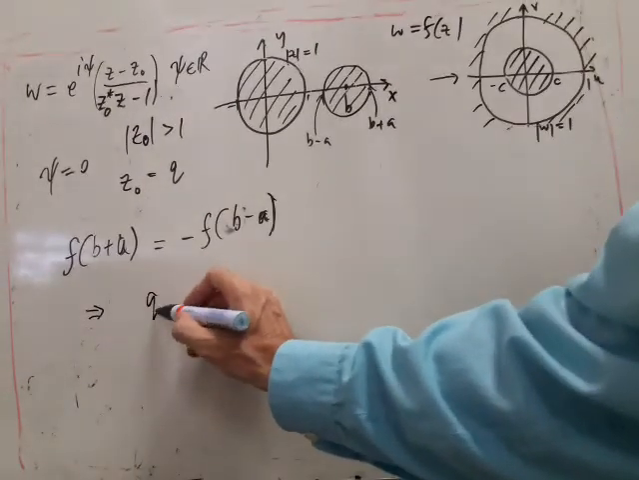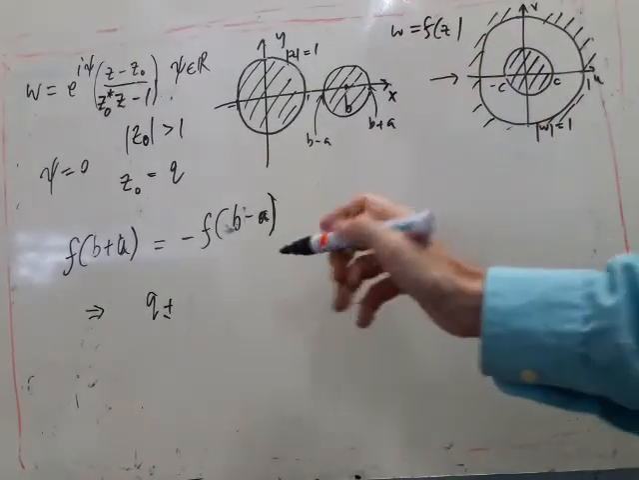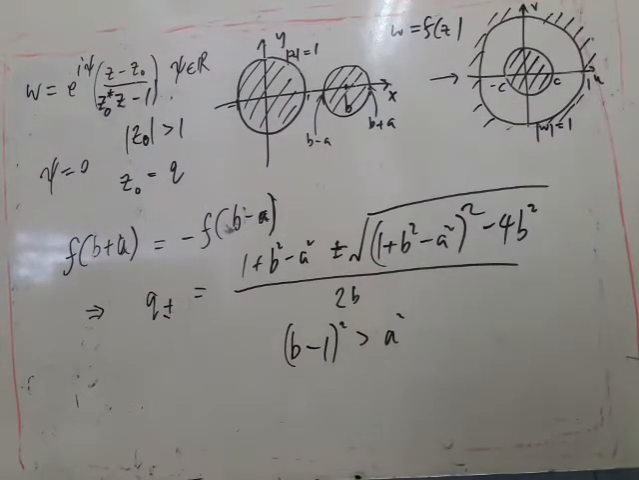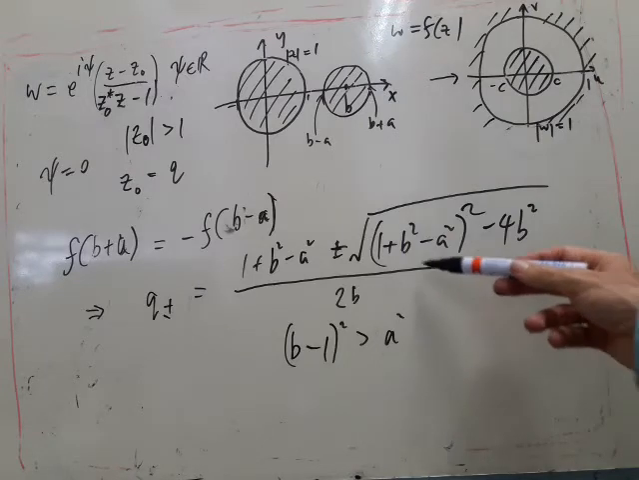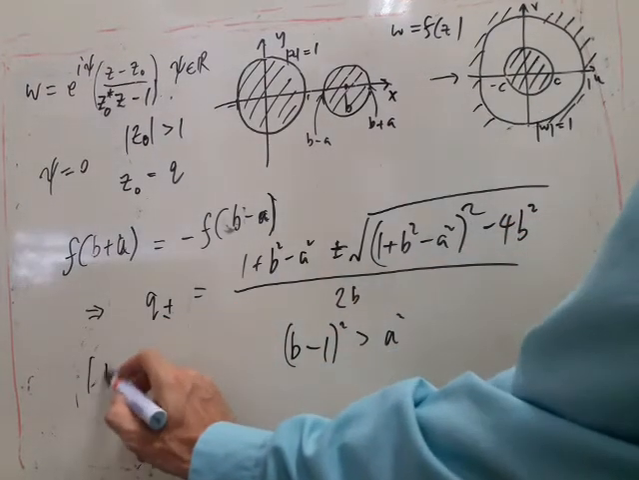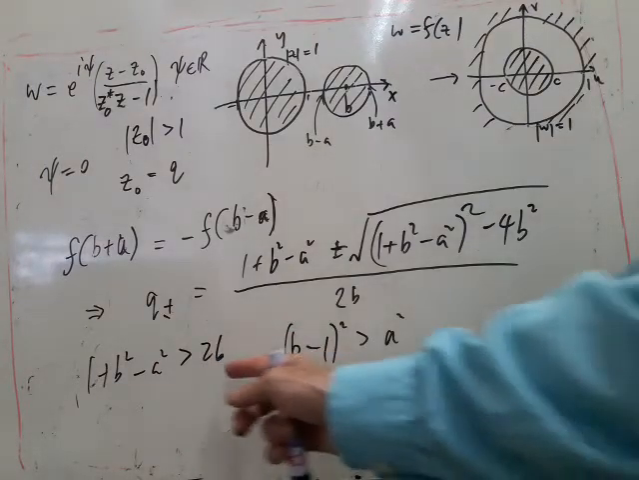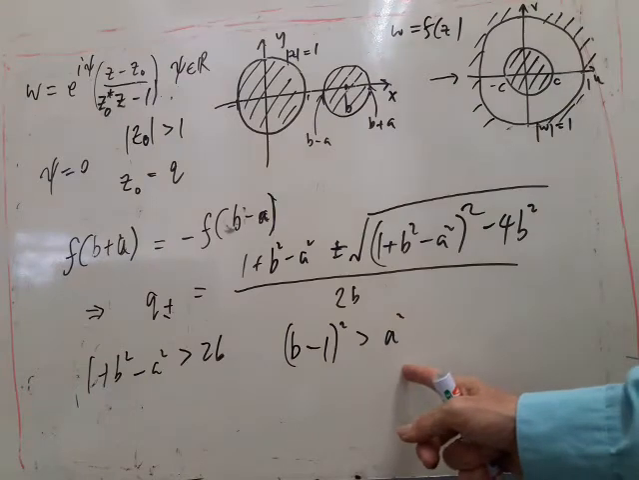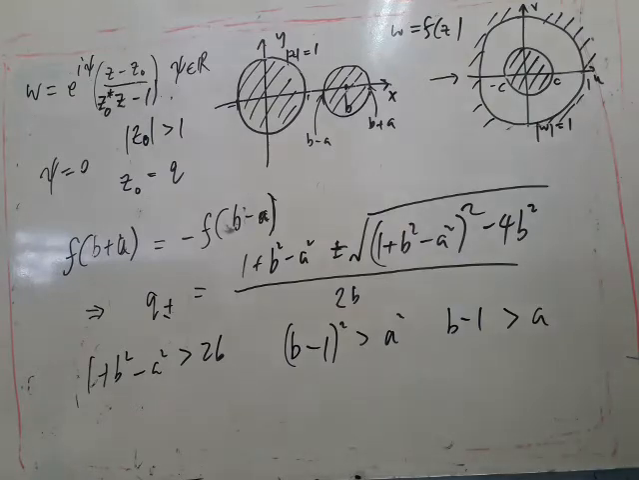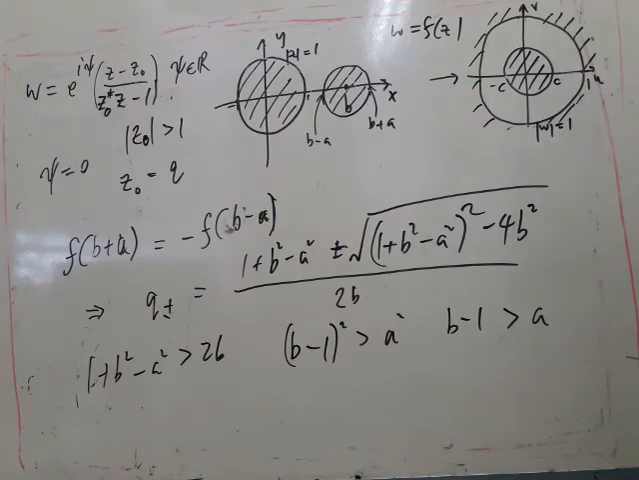So we end up with, as in the case of the eccentric circles, q plus or minus. So we get the same quadratic as before. If we rearrange the discriminants, 1 plus b squared minus a squared greater than 2b gives us b minus 1 squared is greater than a squared, or b minus 1 is greater than a. So I'm using the same thing as before. This time I've written it as b minus 1 rather than 1 minus b squared. The same thing, end up being the same thing.